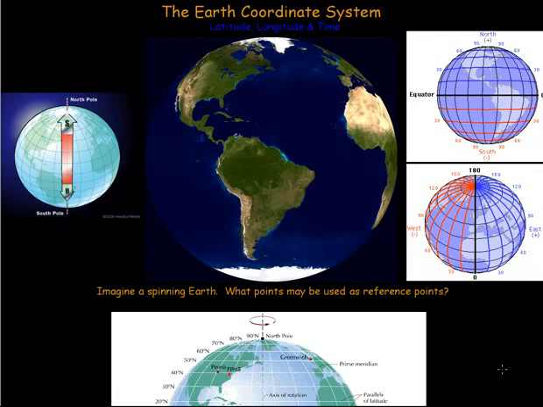Hello, what I'd like to do today is talk about the Earth coordinate system. We're going to talk about latitude, longitude, and also how longitude is used to determine time in the universal time zones. First thing I want you to do is to imagine this planet not as a stationary thing, as this program shows, but also as a revolving and rotating object.